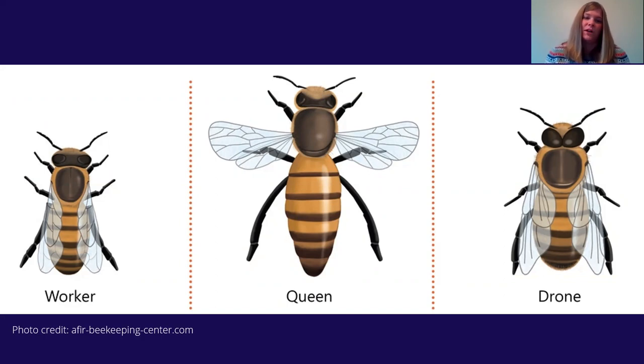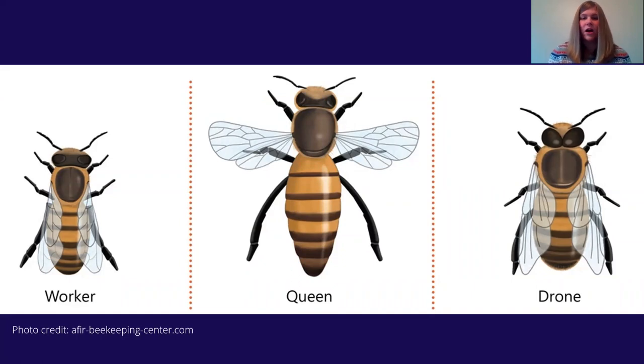So then we move on to the queen bee. The queen bee is the largest bee in the colony, and she is the one who is laying the eggs. That's her only job. Queens will live between 1.5 to 3 years usually. Sometimes they could live up to 5, but that's pretty uncommon.